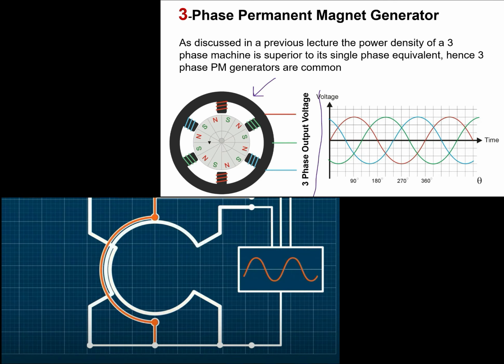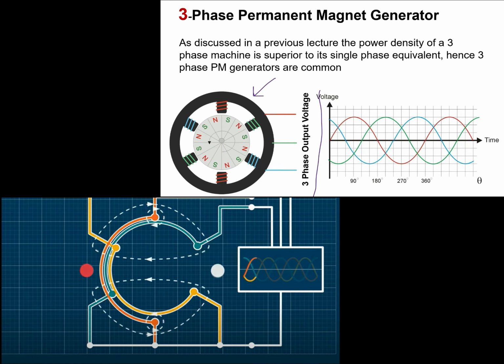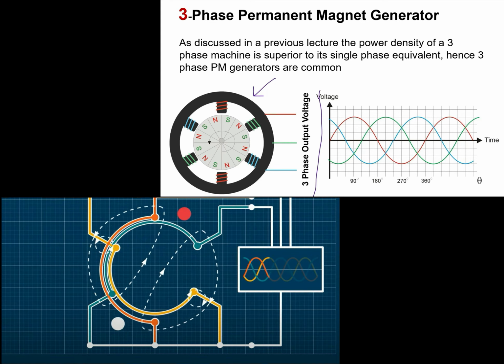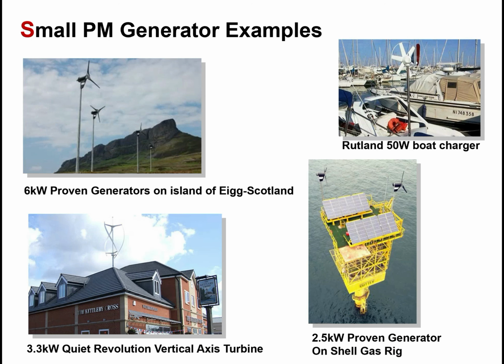And the three voltages are separated from each other by 120 degrees, and they vary just as previously discussed over time. Three-phase PM generators could vary between small to big generators, and they are currently employed in many locations, as well as having many uses.